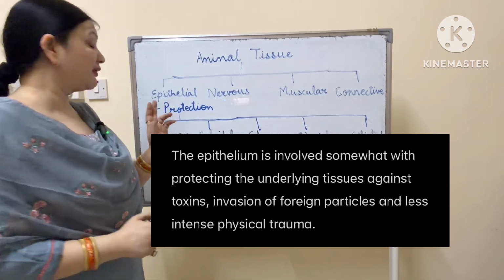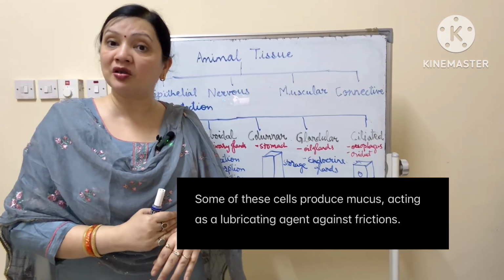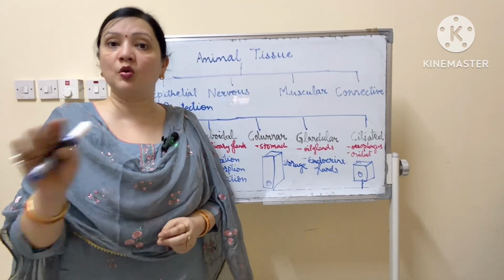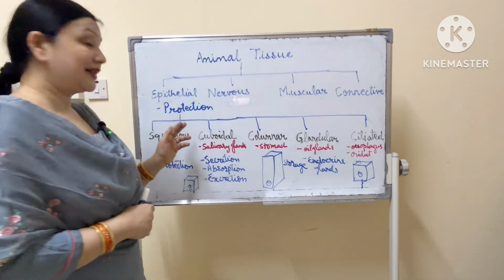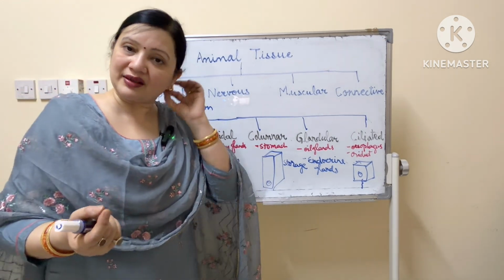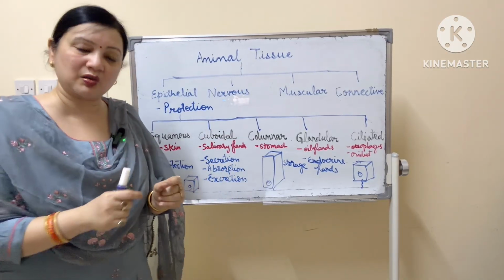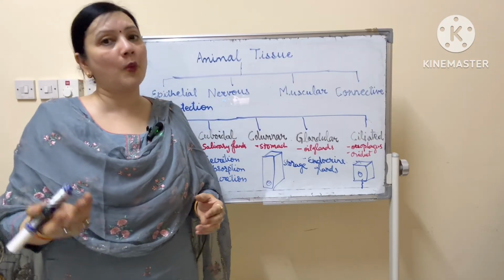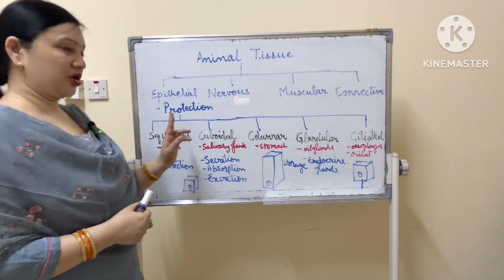So the main function will be protection. It keeps the internal parts of our body away from wear and tear. Even our tongue, the outermost layer is this squamous epithelial tissue. The cells are usually square, you can say, or rectangle. No, God has not taken a scale and made perfect squares and rectangles. Approximately square, rectangle, or polygonal in shape. So the main function is protection.